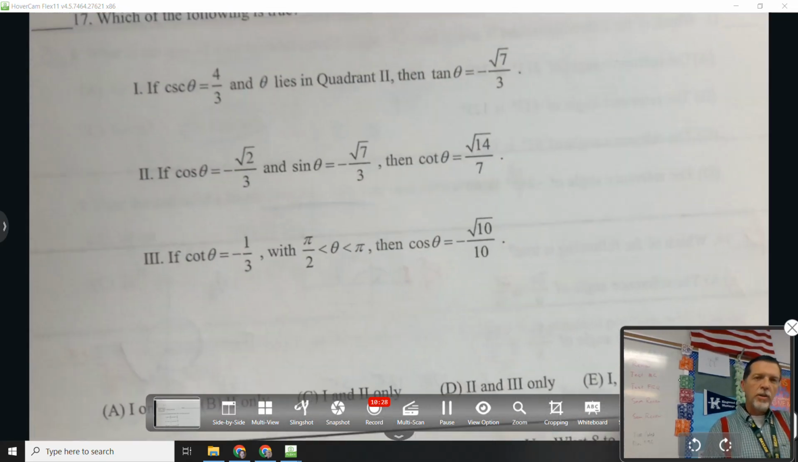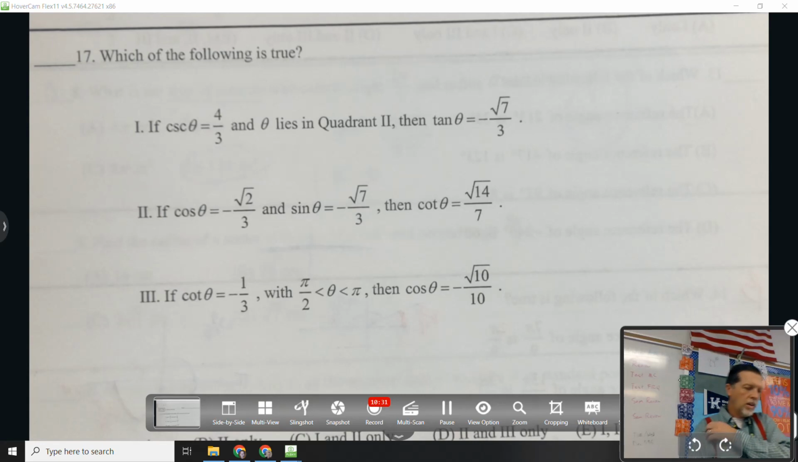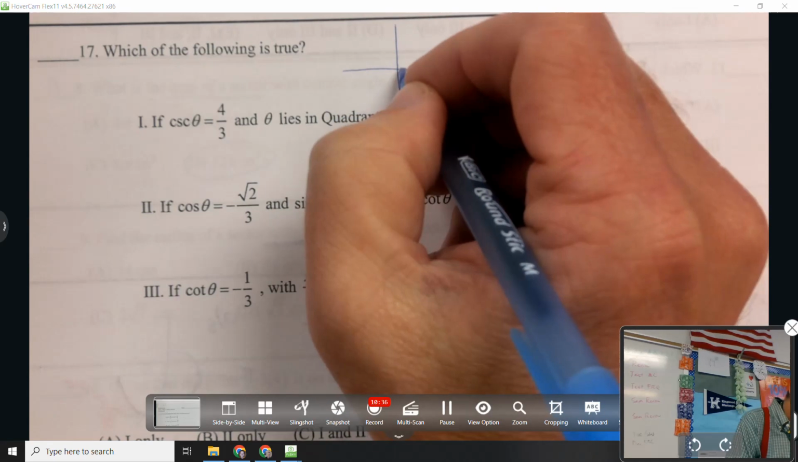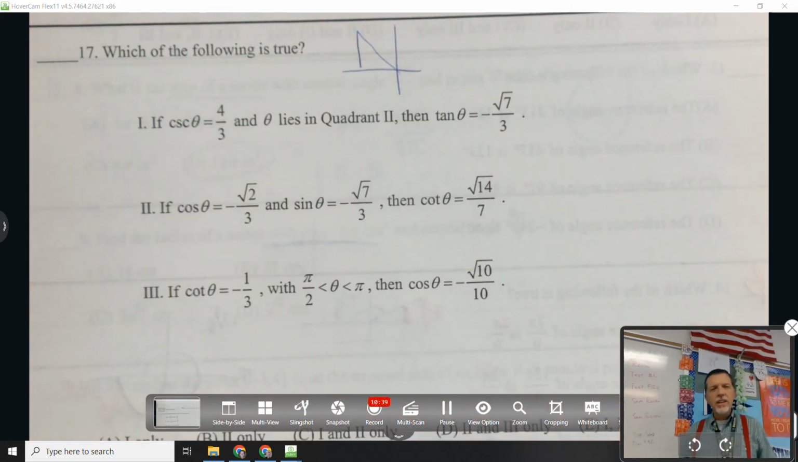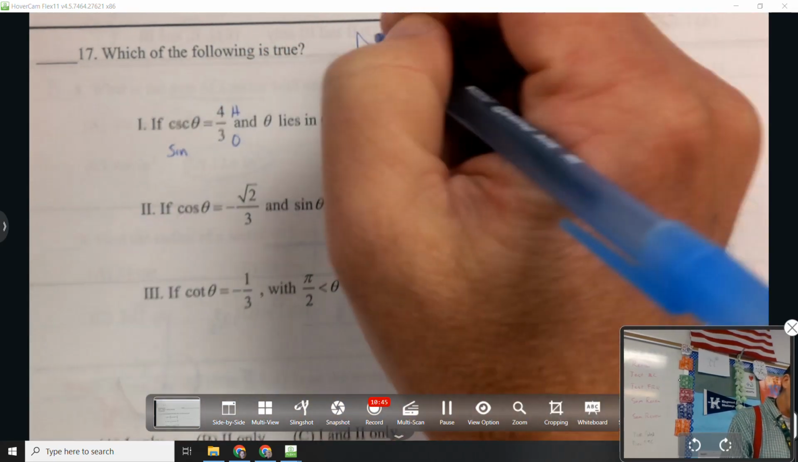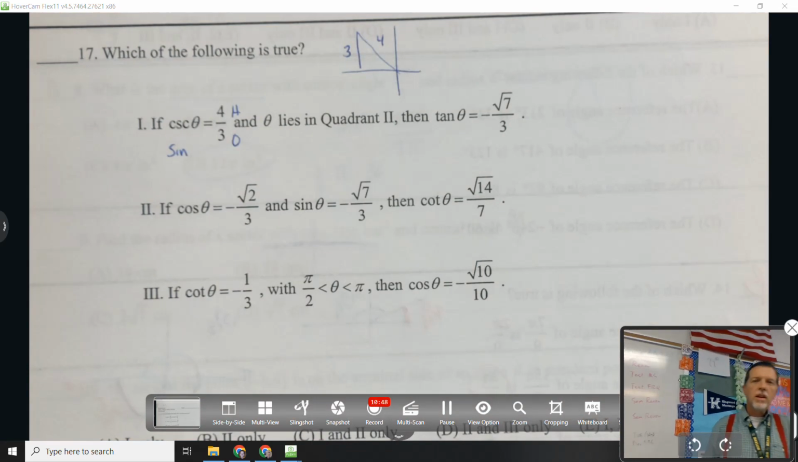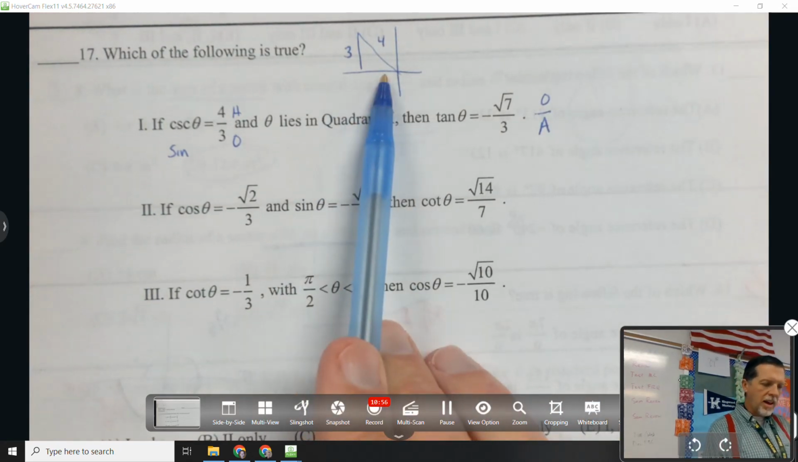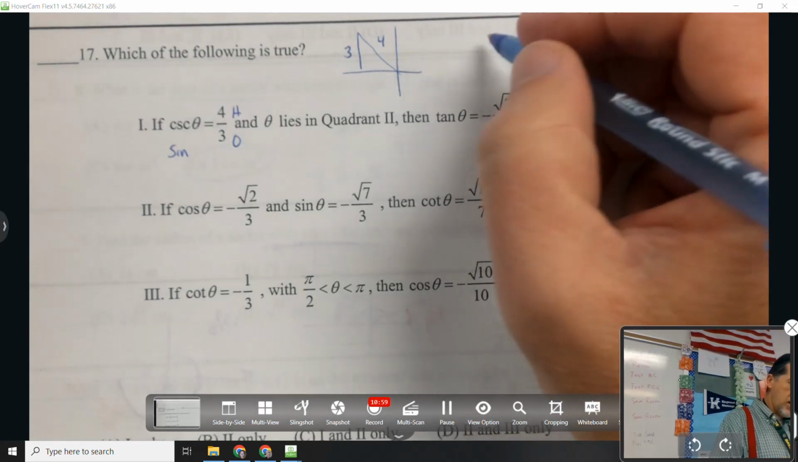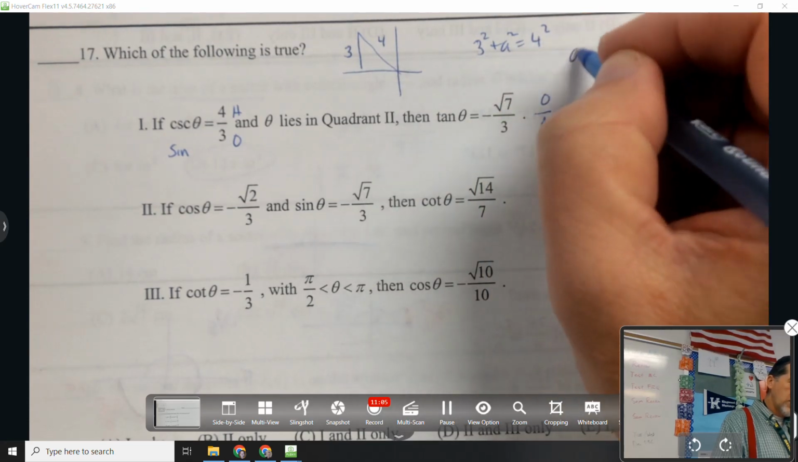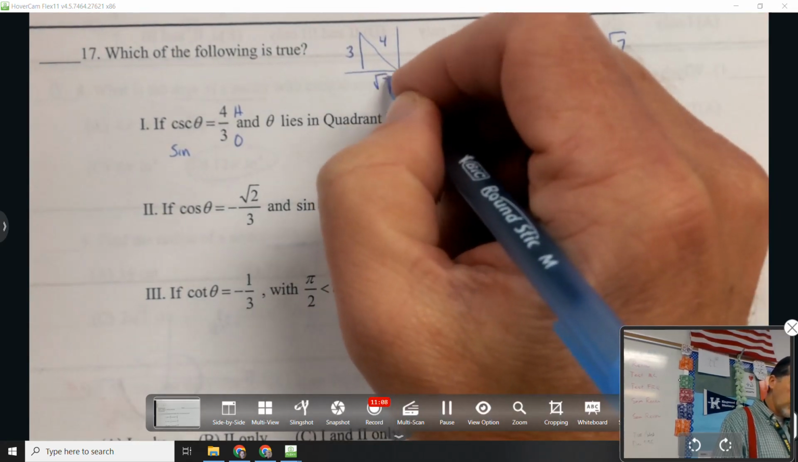All right, 17. Last one for the video, and then I'll take whatever questions you have. If cosecant is 4/3 and lies in quadrant 2, let's see, cosecant goes with sine, so that means this is hypotenuse over opposite. Tangent is opposite over adjacent, so I need my missing side here. That would be 3 squared plus a squared equals 4 squared. So square root of 7.